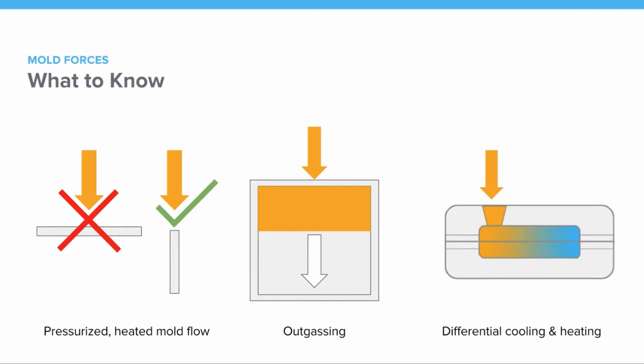Differential cooling and heating, this is especially important in 3D printed molds because they don't transfer heat very well. They don't cool down very quickly. So you want to make sure that your mold heats evenly throughout the process. Otherwise, you could end up with warpage, and that could damage your mold or even make it completely unusable.